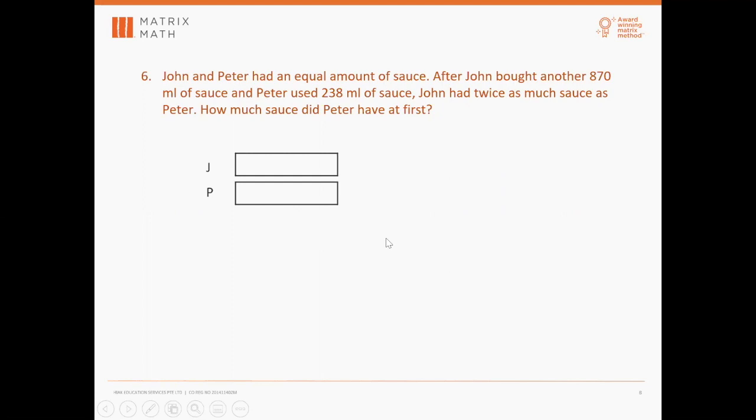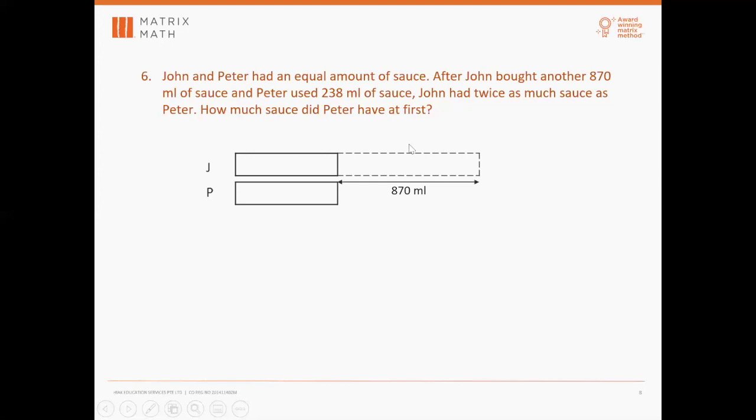And after John bought another 870 ml of sauce, John actually has this much at first, which is the same as Peter. But he bought another 870 ml, which means that his amount will actually increase. So I'm going to dot out a portion over here to indicate that he bought more, right? And how much more would that be? It would be actually 870 ml of sauce.